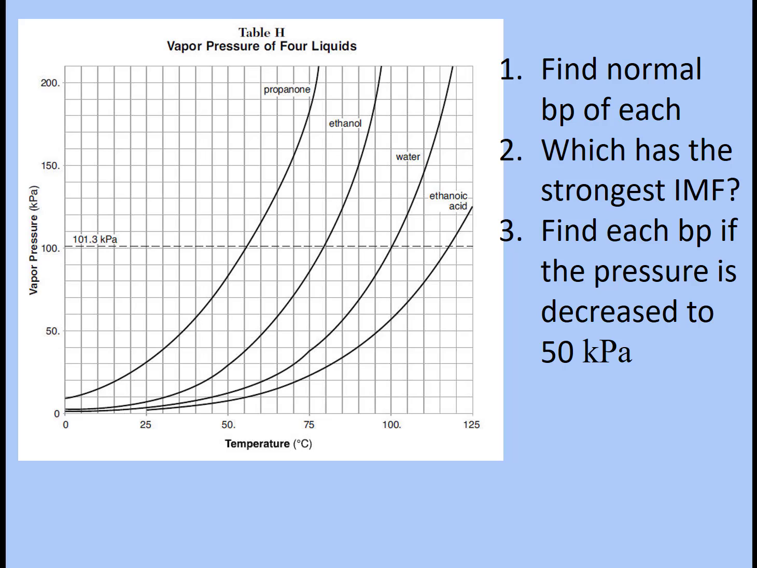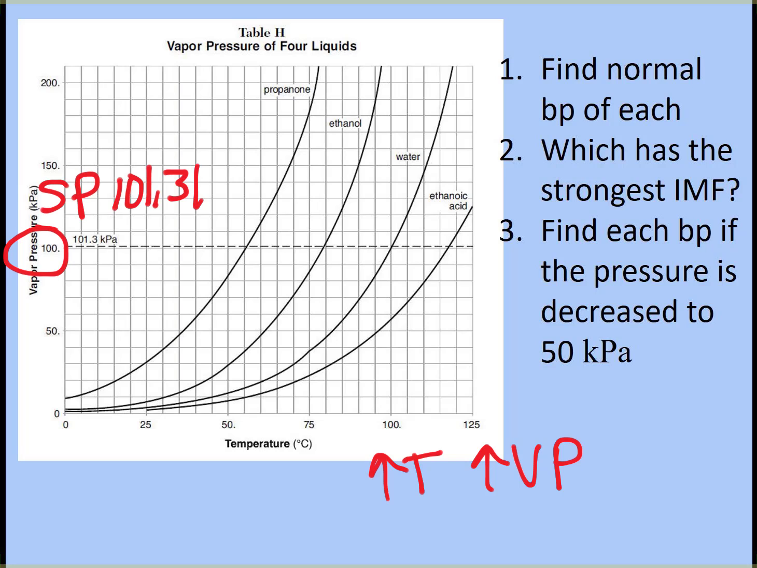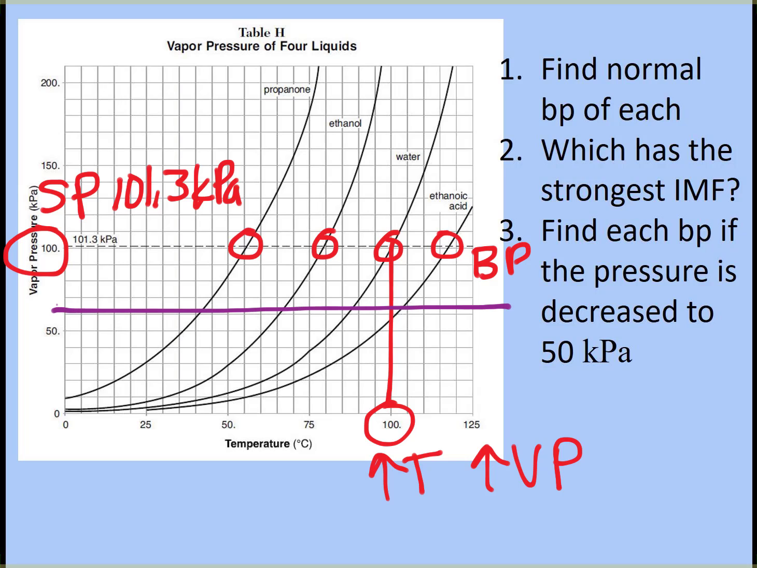On this diagram, this shows the vapor pressure of 4 liquids. I want you to notice that as you increase the temperature, you're increasing the vapor pressure. When something boils is when the vapor pressure of that liquid is equal to atmospheric pressure, and here's standard pressure right here, 101.3 kPa. This is the boiling point for each one of these. And you can see for water, it's going to be at 100 degrees. If I were to lower the pressure, so maybe put it in a bell jar and pump out some of the air, I could boil all of these at a lower boiling point.